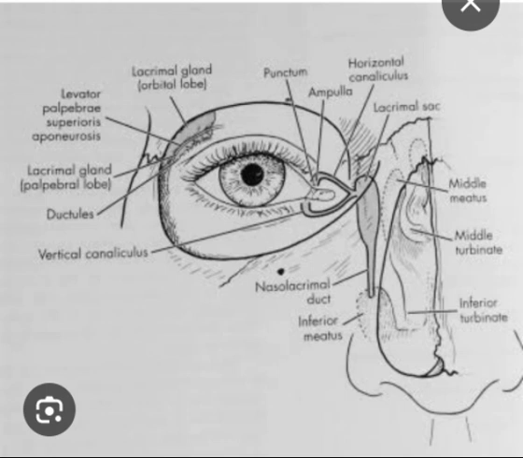Obstruction of the lacrimal duct system results in epiphora, or excessive tearing. This condition is particularly common in children but is also common in adults.